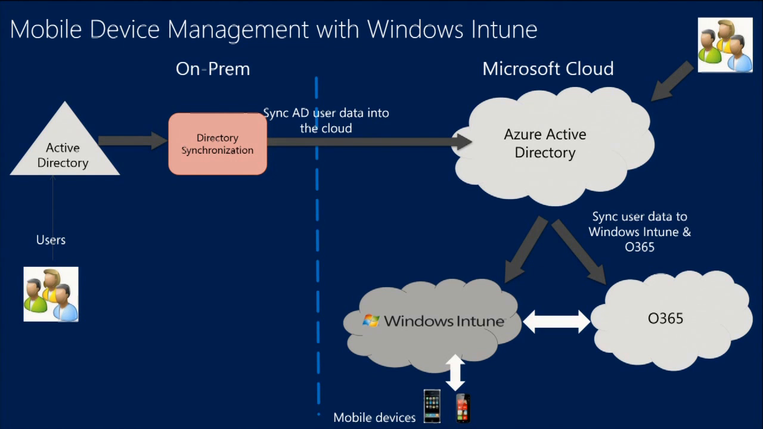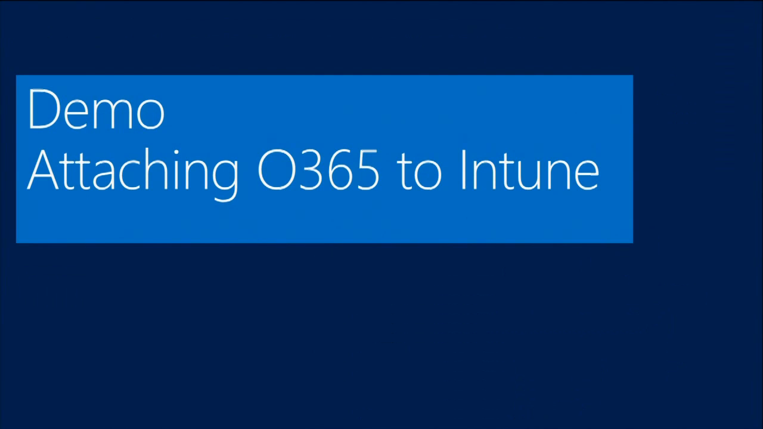But in both cases, whether the user comes from your on-prem AD or from the cloud-only account, they can get all the user information synced down to the Windows Intune service and Office 365 service. So when we do the connection through Office 365, then I can set policies, and when those users come to get email, they automatically get those security restrictions. So I'm going to do a quick walkthrough of how that integration with Office 365 looks.